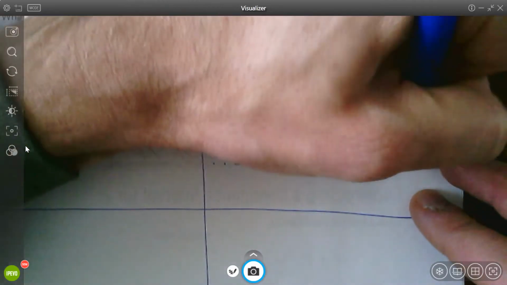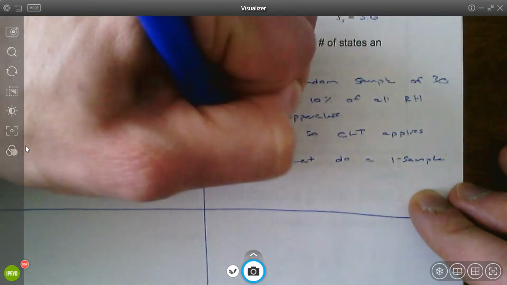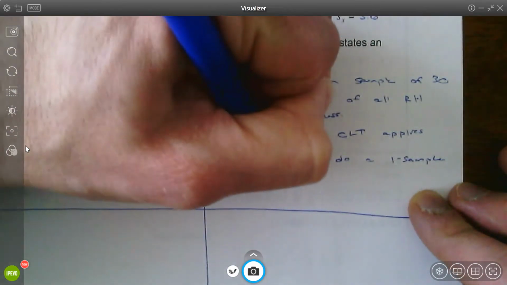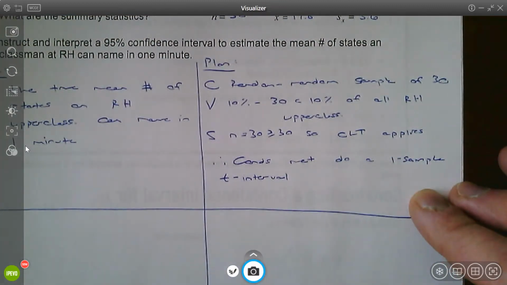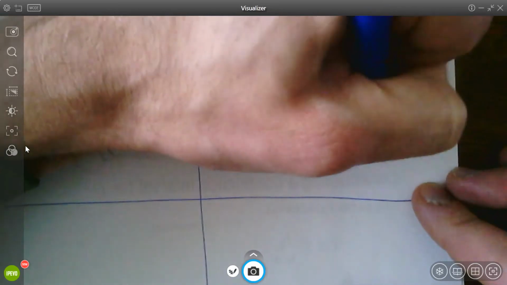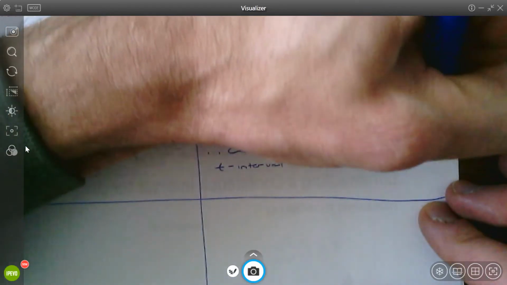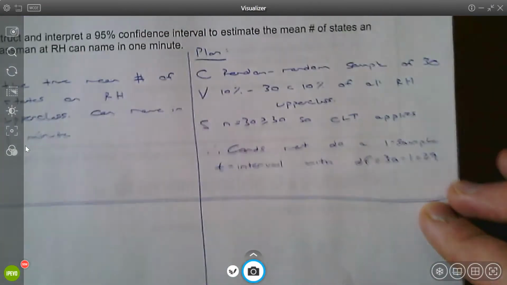We're going to do a one sample T interval. We're not saying Z interval anymore because we're not using the normal distribution. And we have to include the degrees of freedom. So here we have 30 minus 1, 29 degrees of freedom.